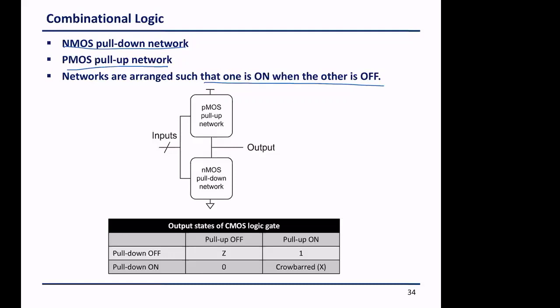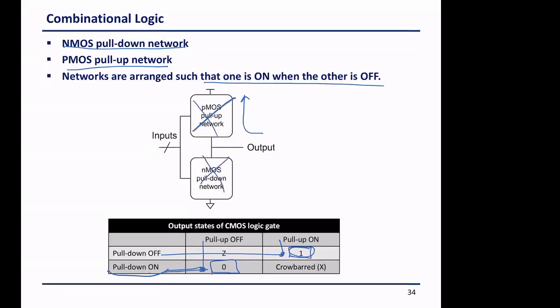Okay, let us look at what happens. We operate either with the pull down on and then the output will be 0, or the pull up on and the pull down off, and then the output will be pulled up to VDD. Okay, so we operate at only those 2 points. We do not operate in cases where both of them are off. If both of them are off, the output will be floating.